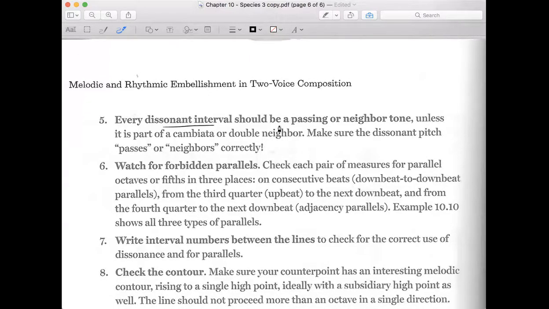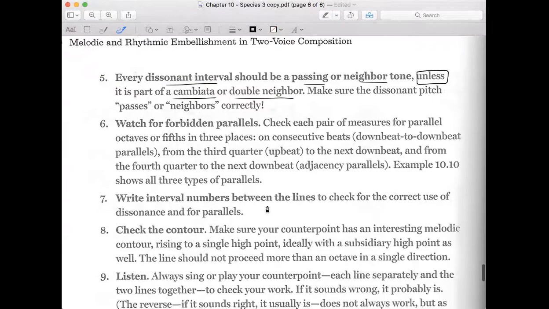This is a big one. Every dissonant interval should be passing or neighboring, unless, can you think of the two exceptions that we already talked about? The Nota Cambiata, they call it just Cambiata, but Nota Cambiata is the same thing, exchanged note, or the double neighbor. What does that mean? That in the case of the Cambiata and the double neighbor, you are allowed to have 2 back-to-back dissonances. It won't always happen, but it often does. So the Cambiata and double neighbor are the 2 exceptions to this rule. So watch out for that dissonance and how it's used, per usual.